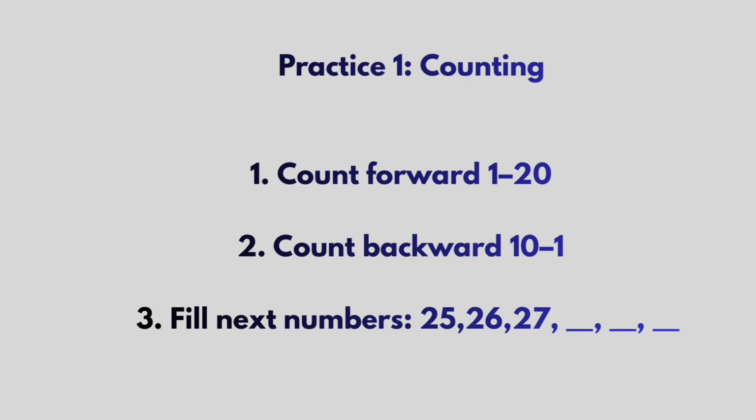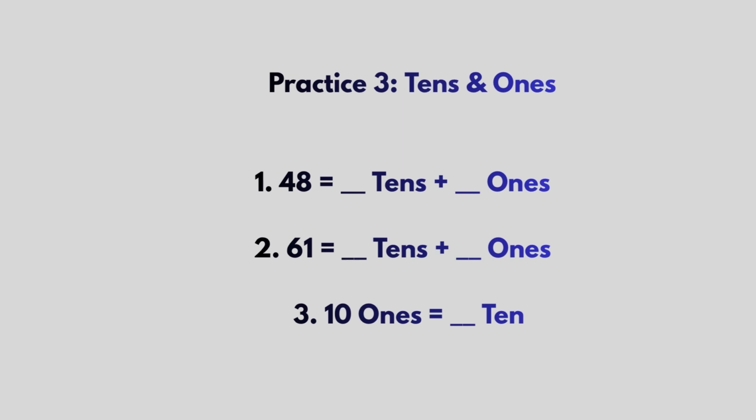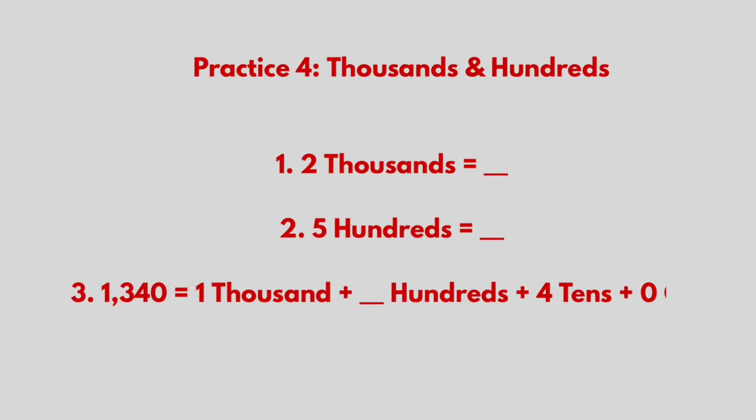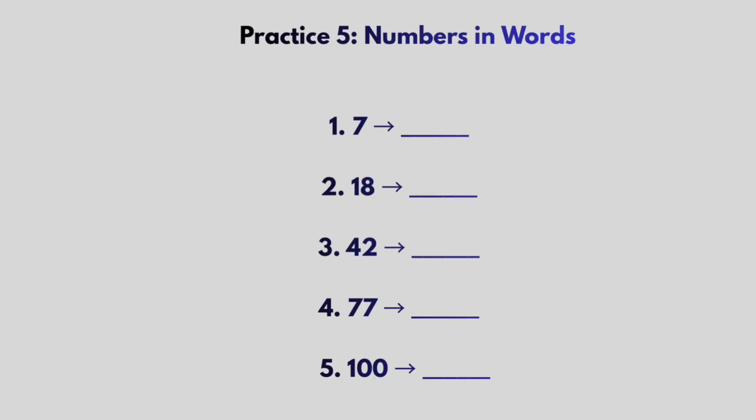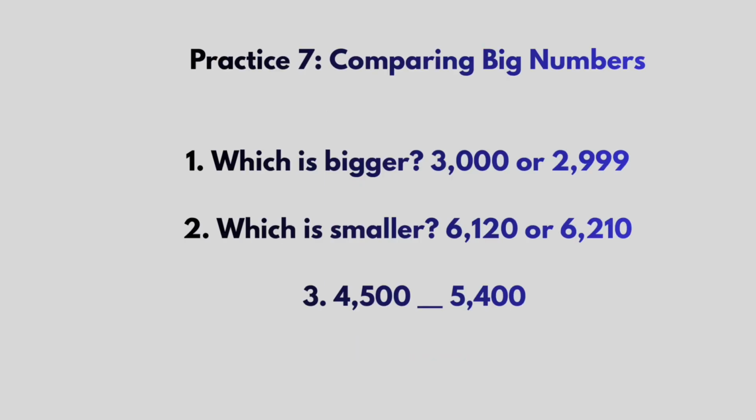Alright. Now you can do some practice also by forward counting or counting backward, or filling in the next numbers. You can do a practice for bigger, smaller or equal numbers. Also practice for tens and ones, and a practice session for thousands and hundreds. Numbers you can write in words. Also you can practice Roman numbers. You can do practice for comparing bigger numbers. Also you can try practicing number order, what number comes before or after, right? Also we are attaching the answers for the same.